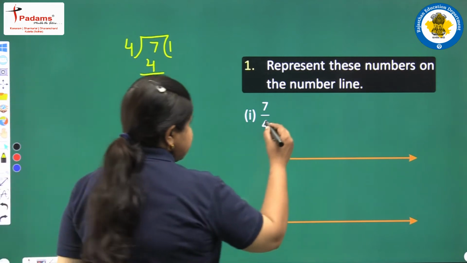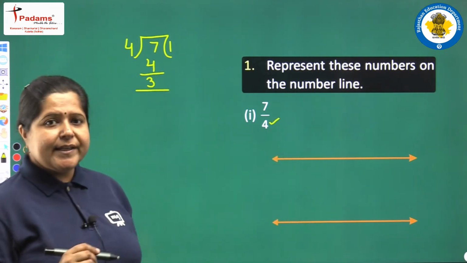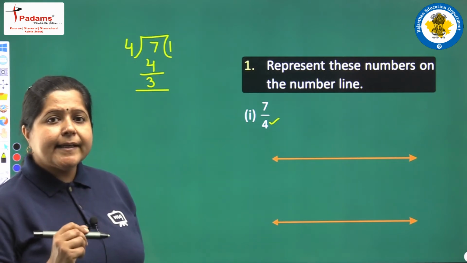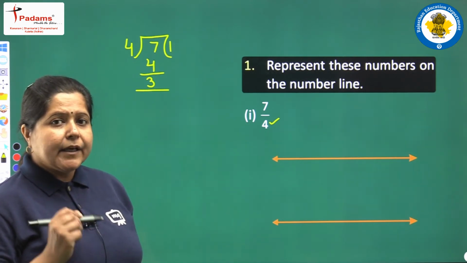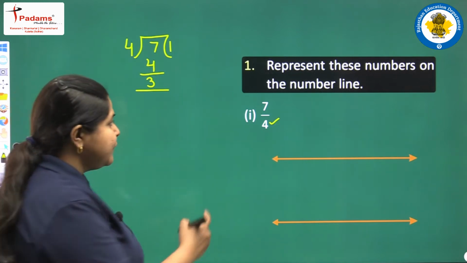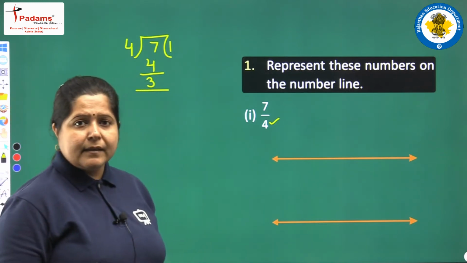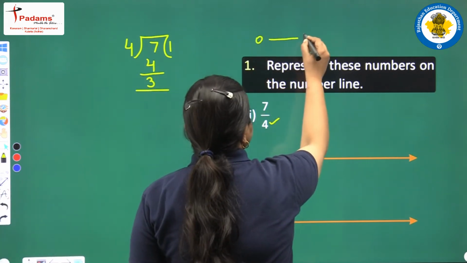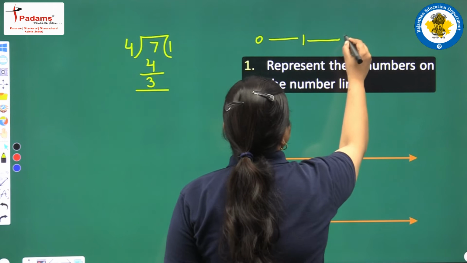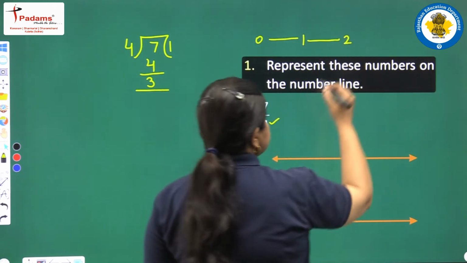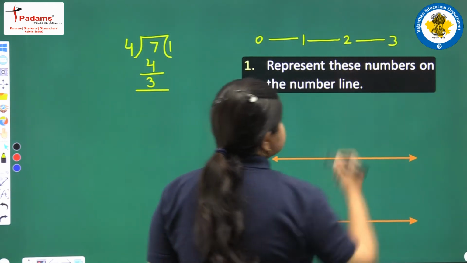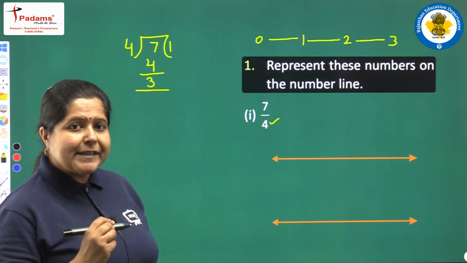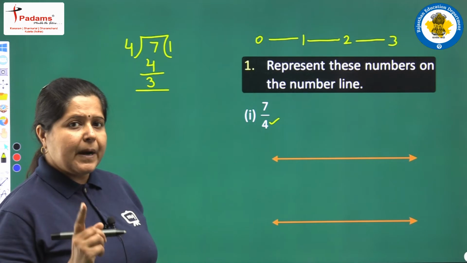Now let us see the denominator, it is 4 here. What does this tell us? That each single unit on the number line will be divided into 4 equal parts. What is a single unit? 0 to 1 is one single unit, 1 to 2 is another single unit, 2 to 3 is yet another single unit. So each of these units will be divided into 4 equal parts.